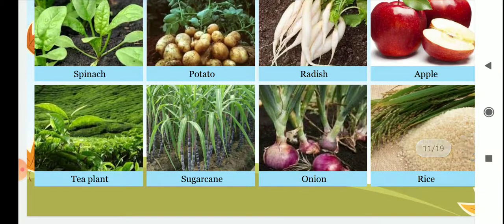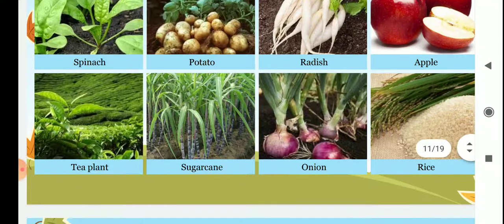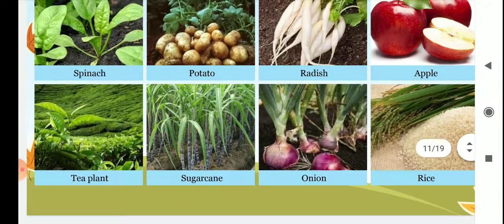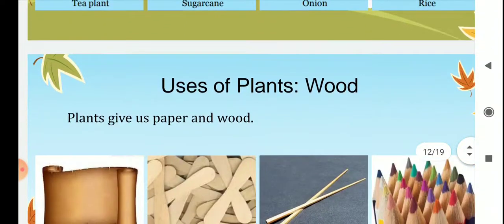Then the tea plant: its leaves are used as a product, basically after drying and processing we use this tea. Then sugarcane helps us produce sugar. Then onion, then rice. Yes, you know all these things.